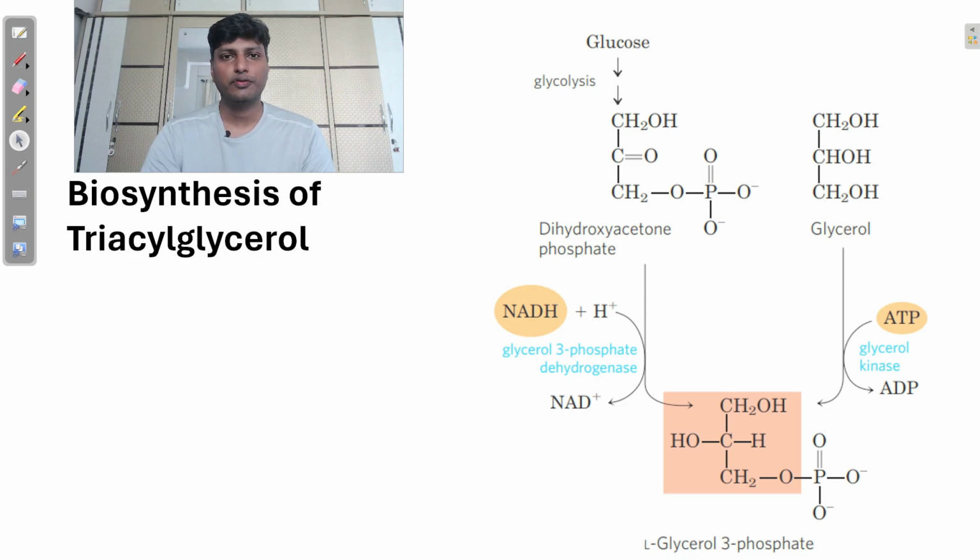So, for the formation of a phospholipid, we need two compounds. One is glycerol, another is fatty acid. We already know the formation of fatty acid, so let us understand how the glycerol is formed.